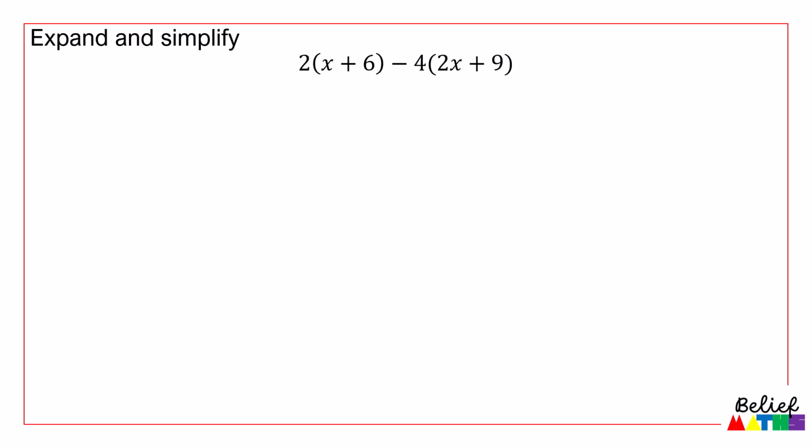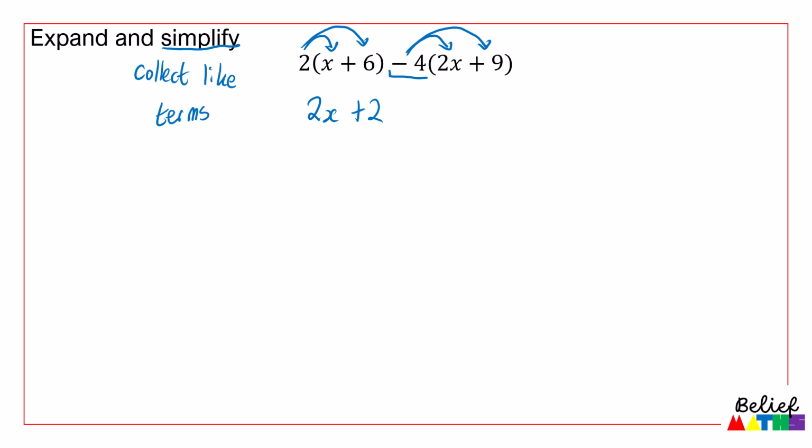Now this question asks us to expand and simplify. In this context, simplify means we're going to collect like terms. So after we've expanded the brackets, we're going to collect our like terms. So we're going to start by multiplying our 2 into our first bracket. So 2 times x is 2x, and 2 times 6 is 12. Now the next one we're multiplying our 4 in, but it's not 4 that we're multiplying. Remember, we have to use the sign to the left, so it's negative 4. So negative 4 times 2x is negative 8x, and negative 4 times 9 is negative 36.